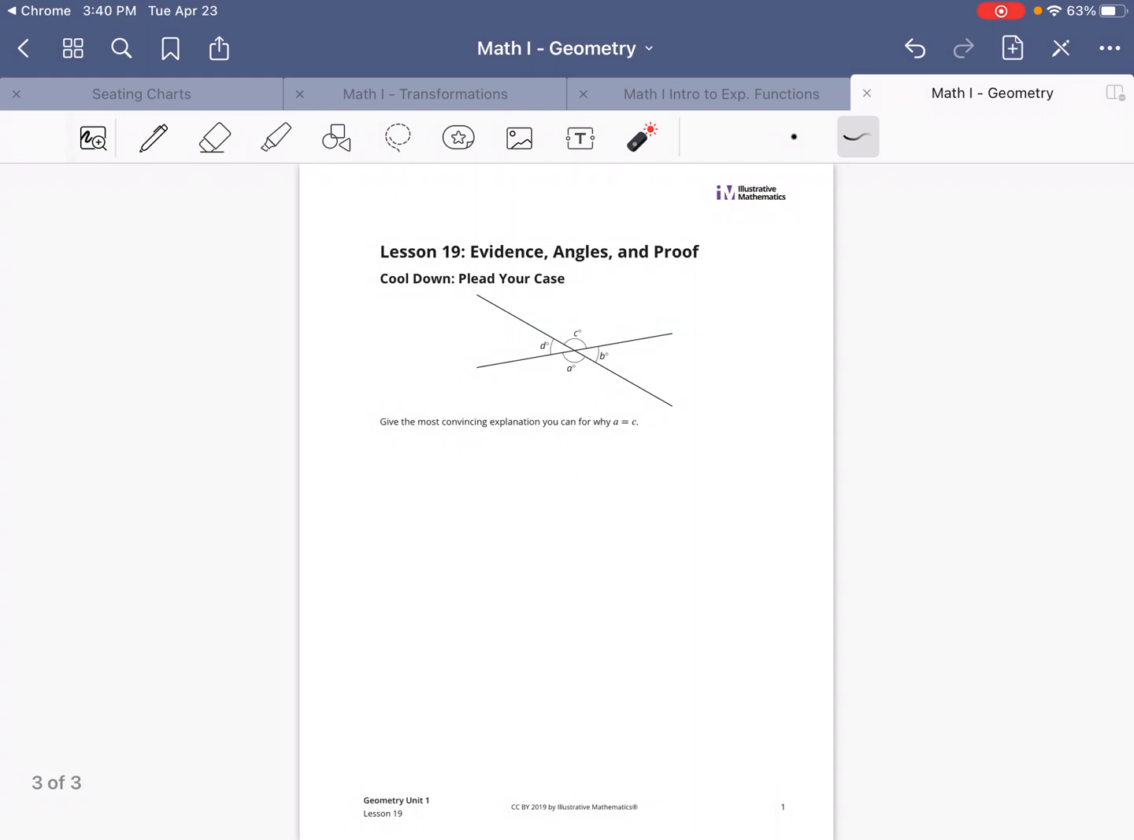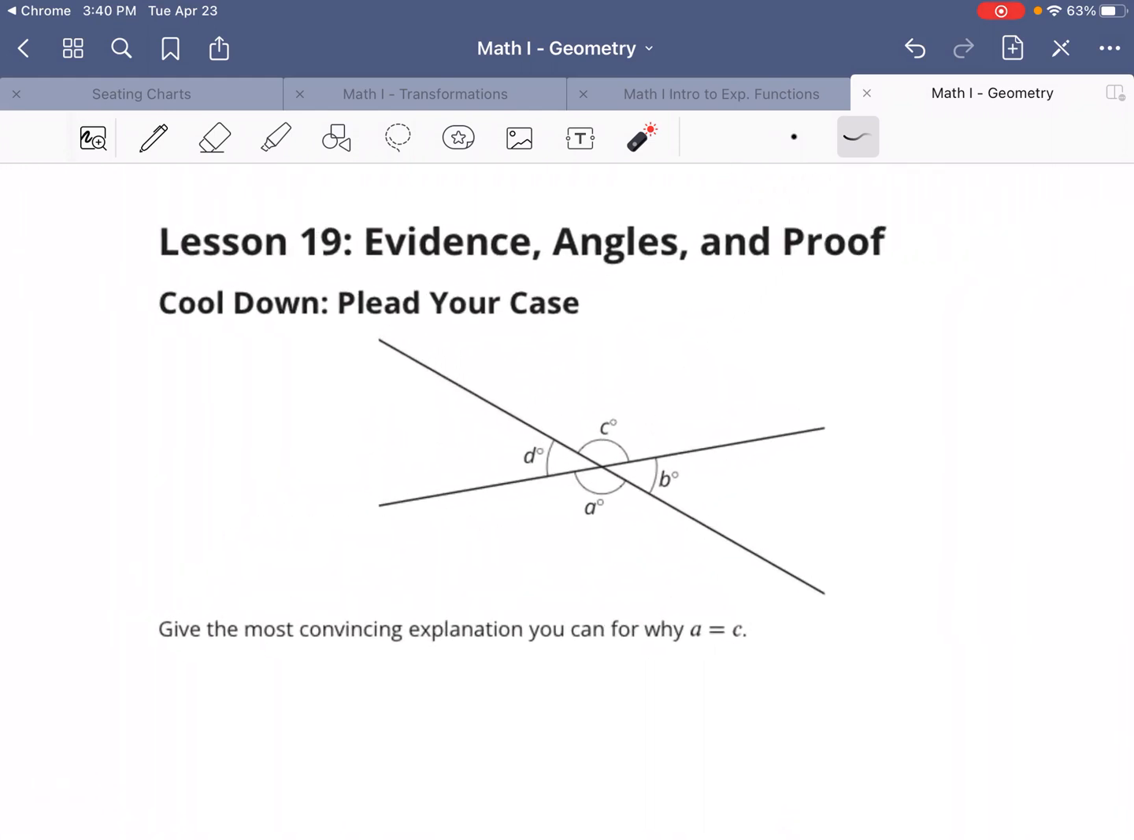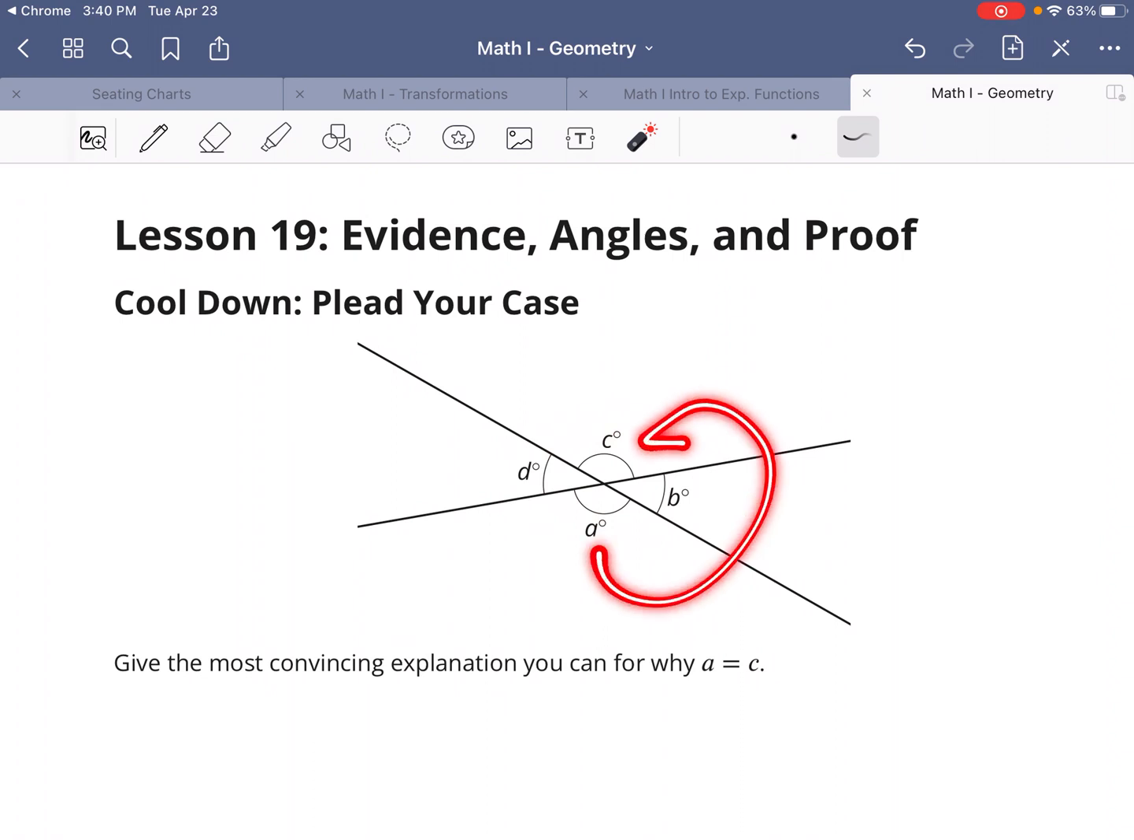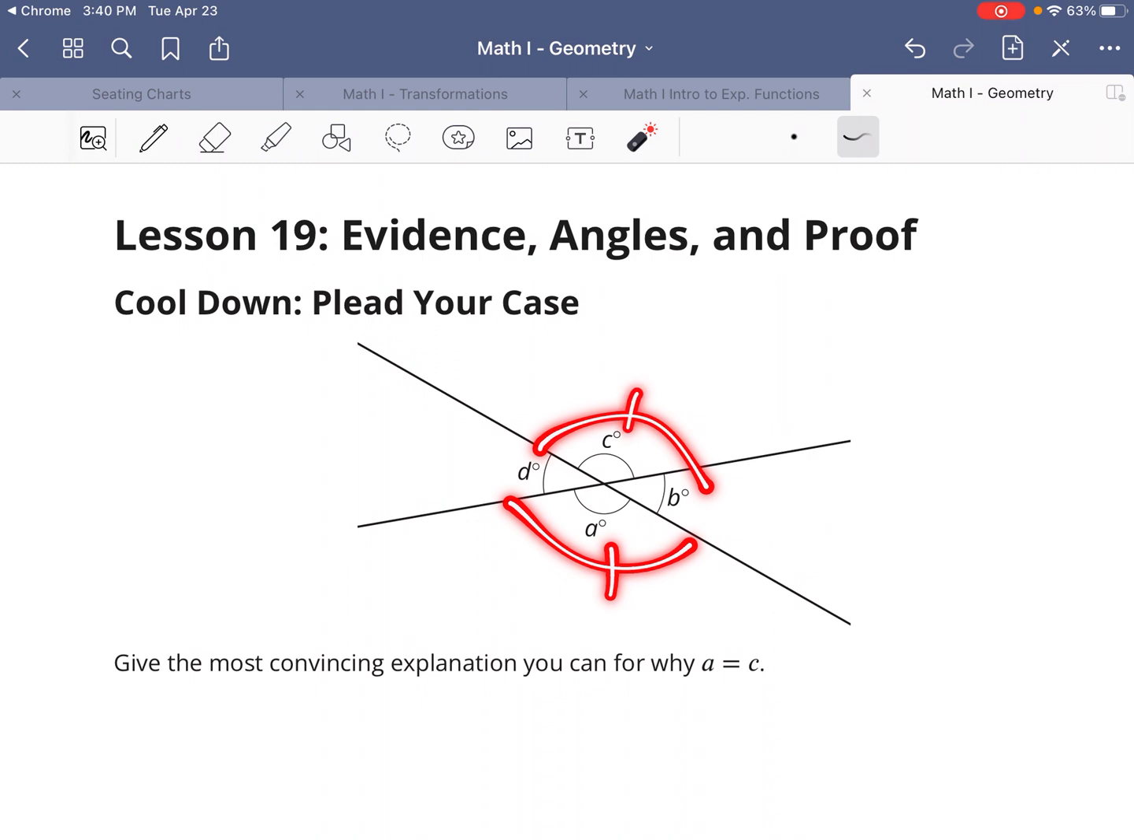And what I want you to do for your cool down is plead your case. Give the most convincing explanation you can for why A degrees is equal to C degrees. What's the most convincing explanation for why these two angles, these vertical angles, are congruent to each other? You can use one that I just mentioned, or if there's another one that makes sense to you, use that one.